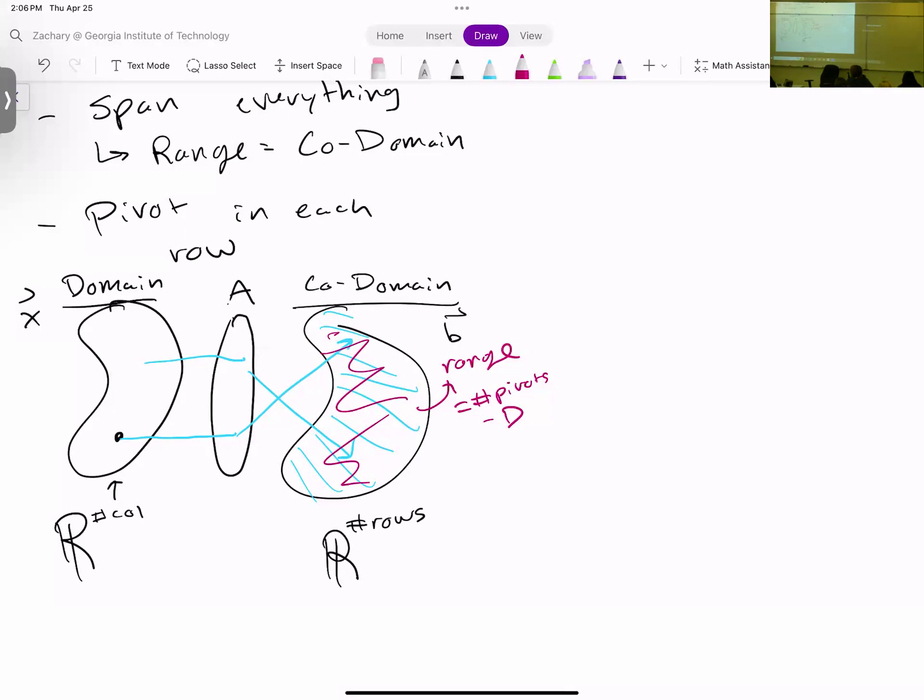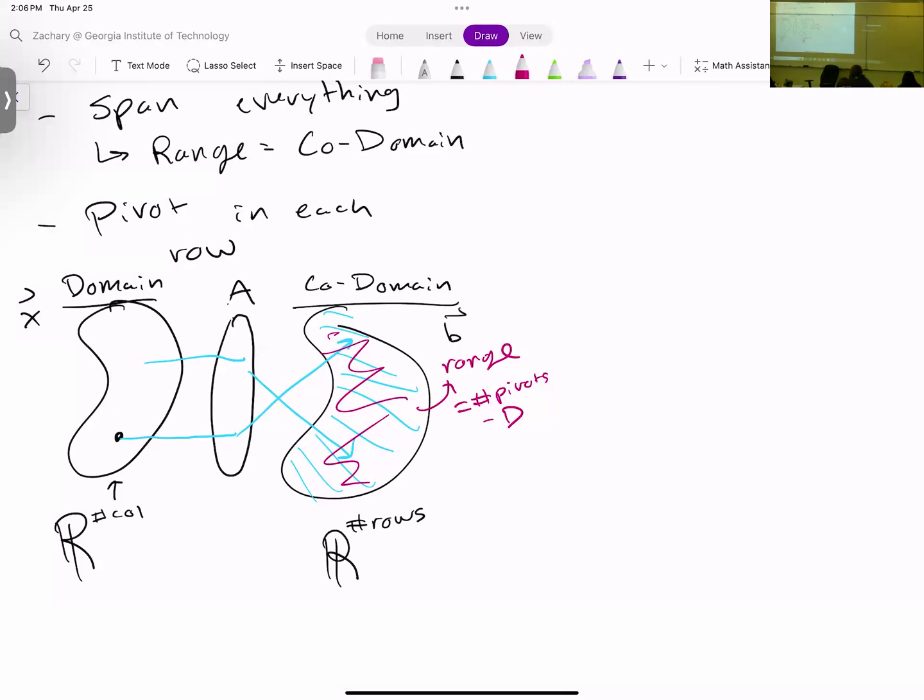Make sense so far? D is for dimensional, I just don't want to write out the word. Number of pivots dimensional. It's like 3D, 4D, 5D. The number of linearly independent columns, number of columns that are not dependent upon each other, number of pivots you have in the reduced row echelon form of the matrix A, and so on.